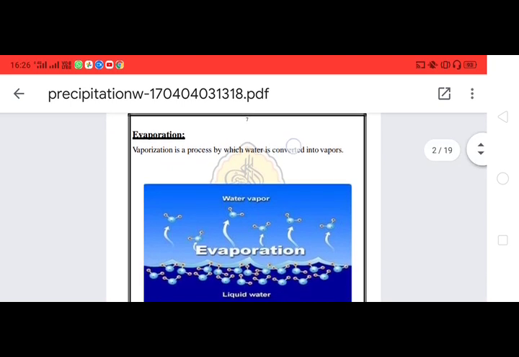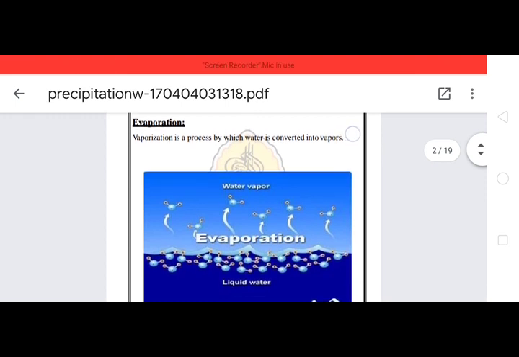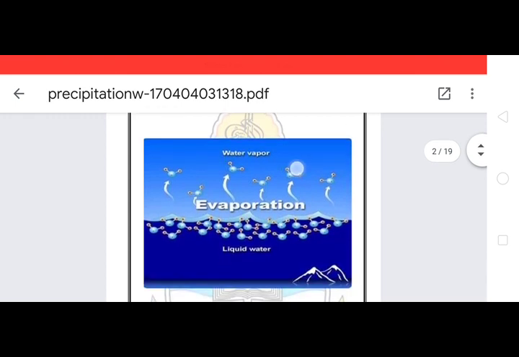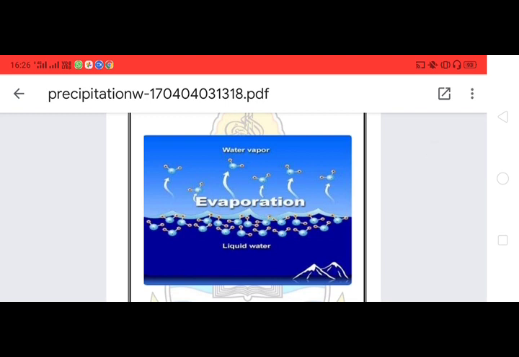Okay, so what is evaporation? Vaporization is a process by which water is converted into vapor. As you can see from the picture, the water surface contains particles of water which convert into water vapor under the influence of sunlight. So this water particle is vaporized and lifts upward, as its weight is comparatively low.